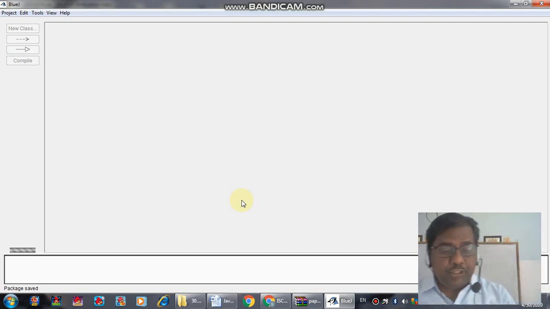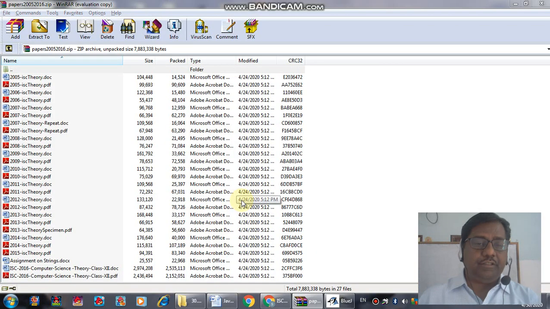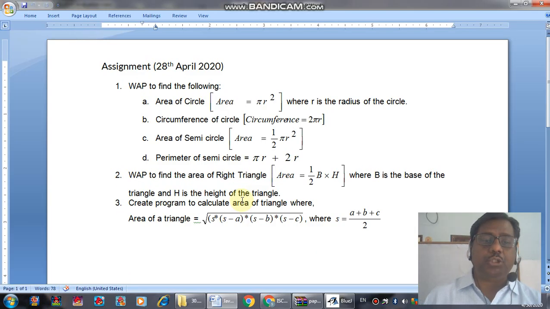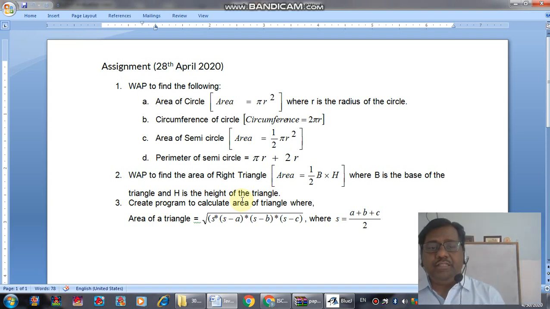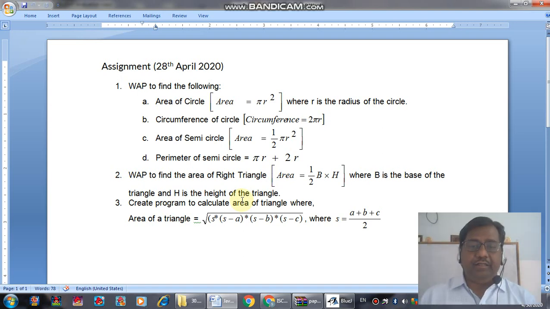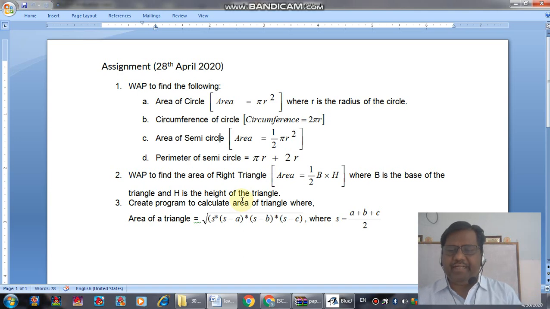Now, the first question that I gave you last time was to find the area, circumference, area of a semicircle, and the perimeter of a circle. The formulas are given in the question paper. You have to refer to the formulas. So when there is a question with subparts and everything is related to a circle, we are not supposed to create different programs. We can do it in a single program.